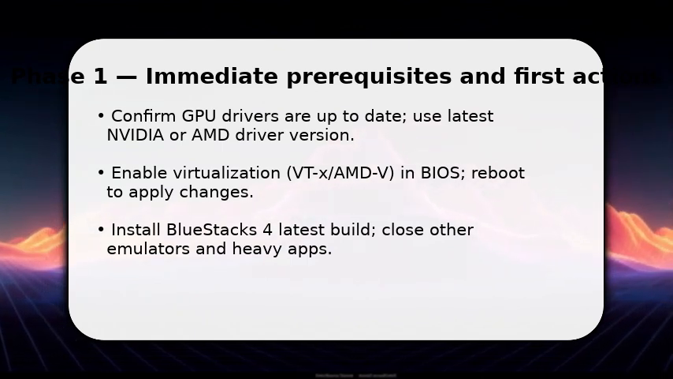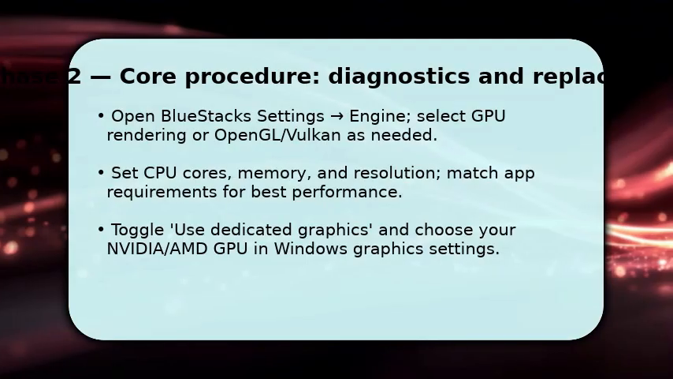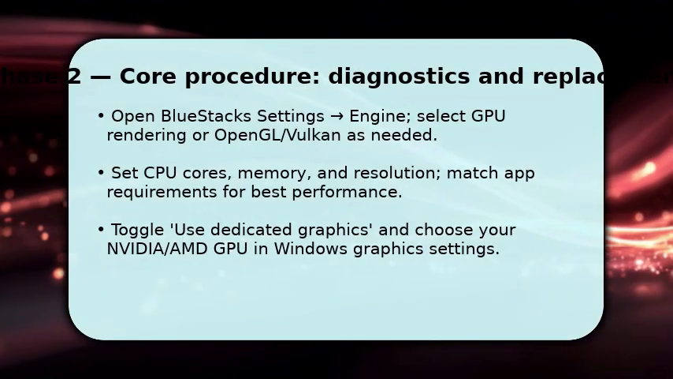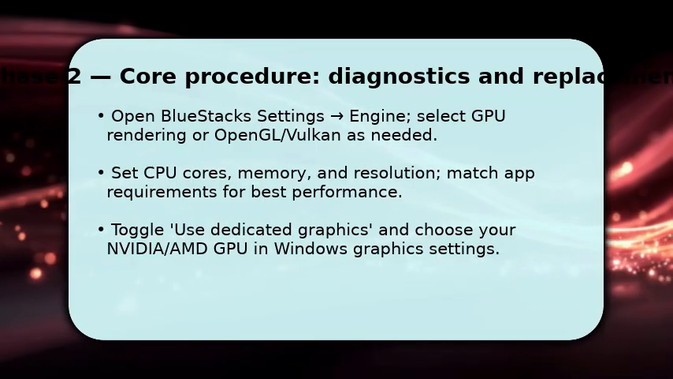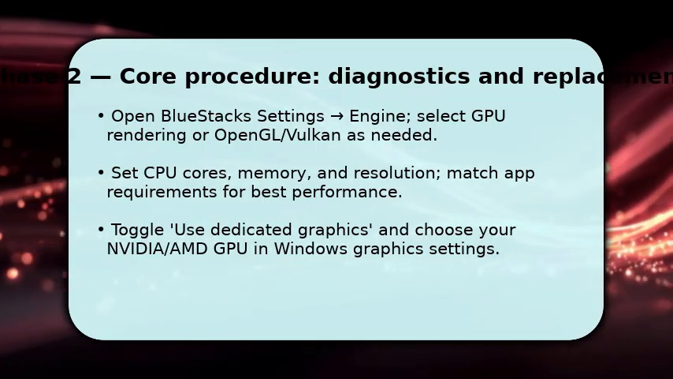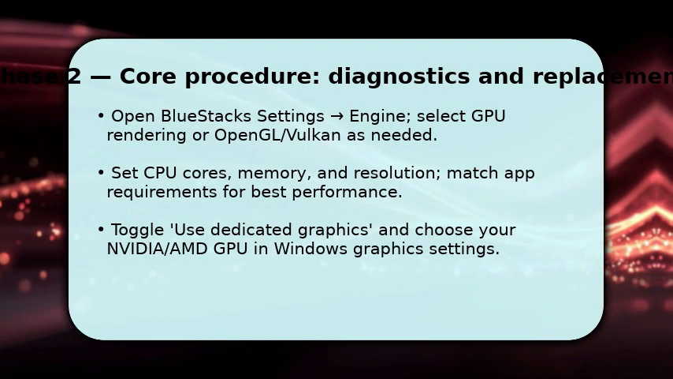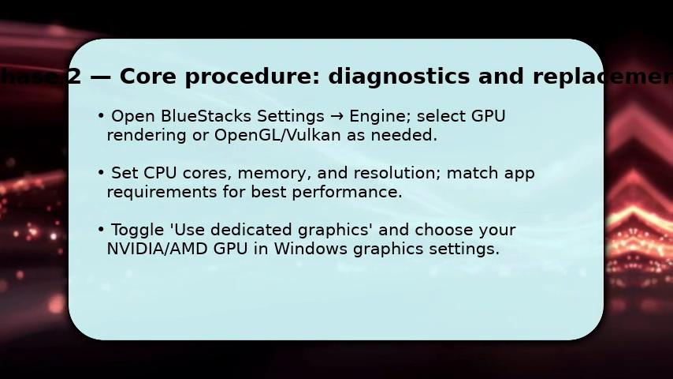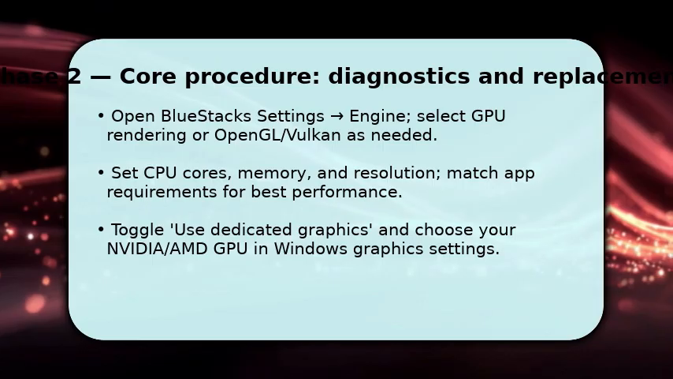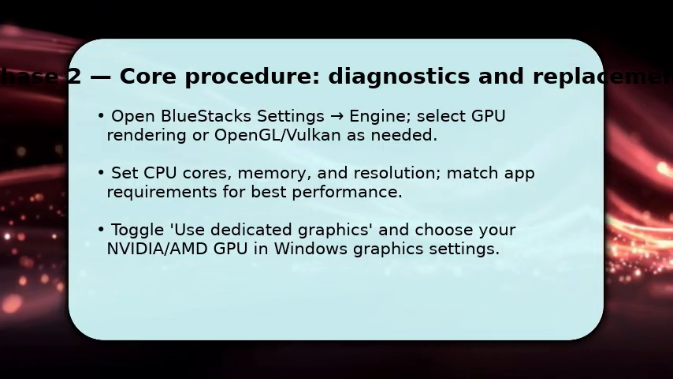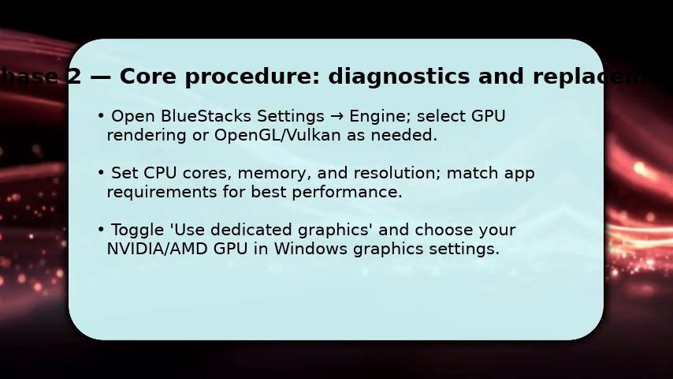You now configure BlueStacks to use the GPU. Open Settings, go to Engine, and choose GPU Rendering. Switch between OpenGL and Vulkan if one gives better stability. Then set CPU cores and RAM to match your app. Higher resolution increases GPU load, so balance visuals versus performance.